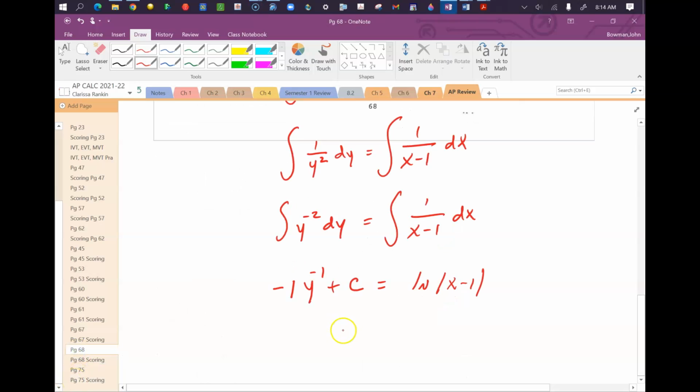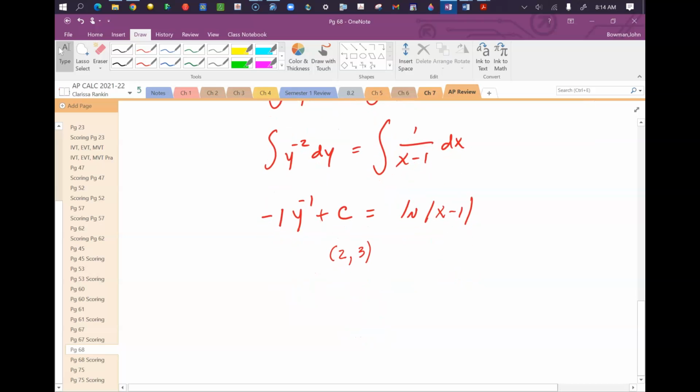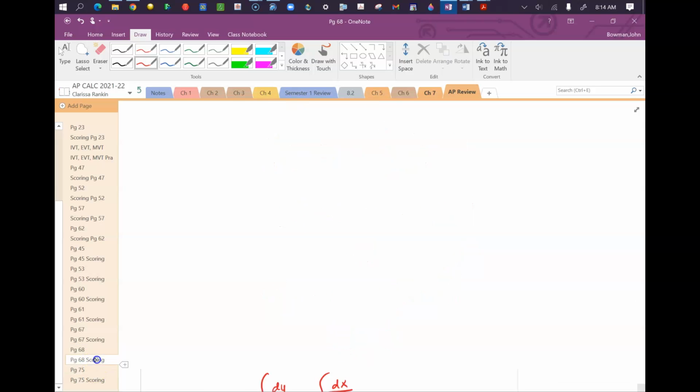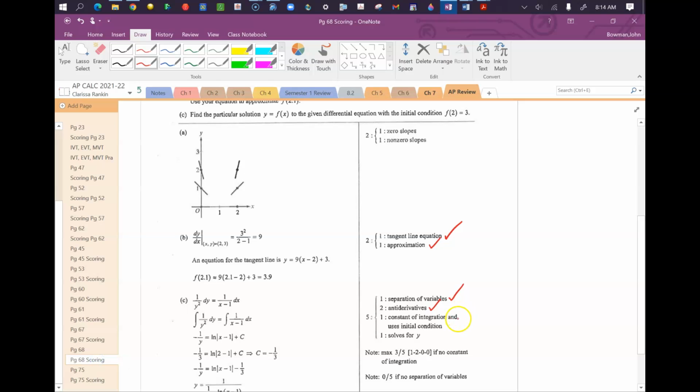Next, we have to find C. We know that the solution contains the point 2, 3, the initial condition, so we're going to plug that in. Negative 1 over 3 plus C is equal to the natural log of the absolute value of 2 minus 1. Well, that's natural log of 1, and natural log of 1 is 0, so C is equal to positive 1/3. The constant of integration and using the initial condition gives us another point there.